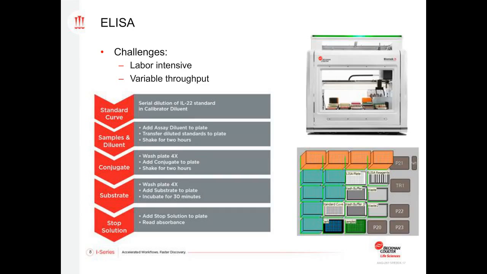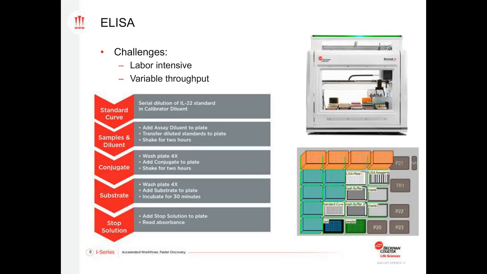And the steps include doing a serial dilution using the automation, then adding a diluent and the samples and standards to the plate, shaking it for 2 hours, doing 4 washes, adding a conjugate to the plate, and then shaking for another 2 hours, followed by additional washes, and then a 30-minute incubation with a substrate, adding a stop solution, and then reading absorbance. So a fairly straightforward workflow. But again, one that if done manually can essentially take a good portion of the day and requires quite a number of liquid transfers.